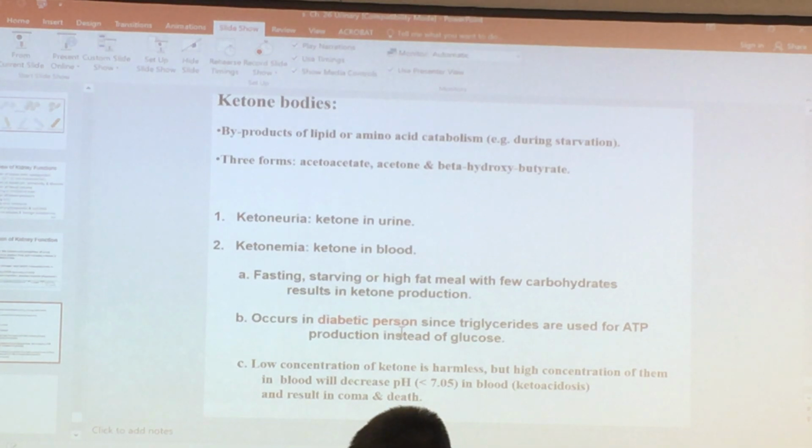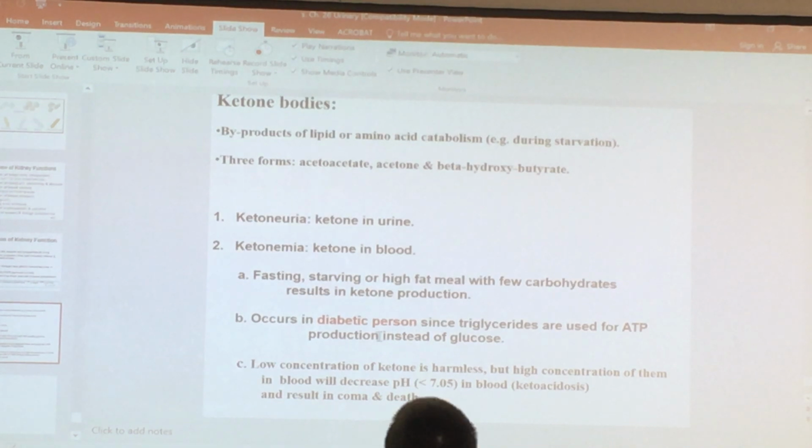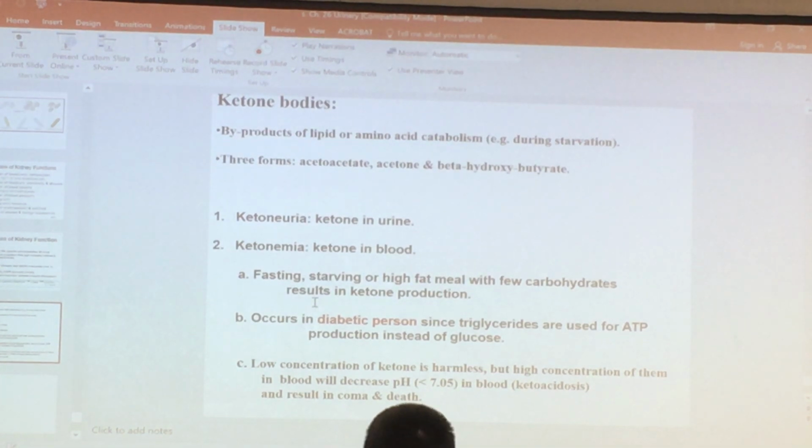I used to have one student, she was probably an A plus student, and she got a coma and was sent to the emergency room one day before the final exam. And finally they found out the ketone was too high, and they found out she had type 1 diabetes from genetics. She never knew. At the age of 21, she never knew she had type 1 diabetes. Alright, so we finished this part.